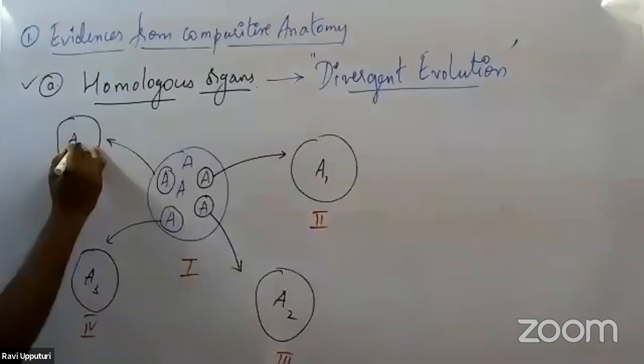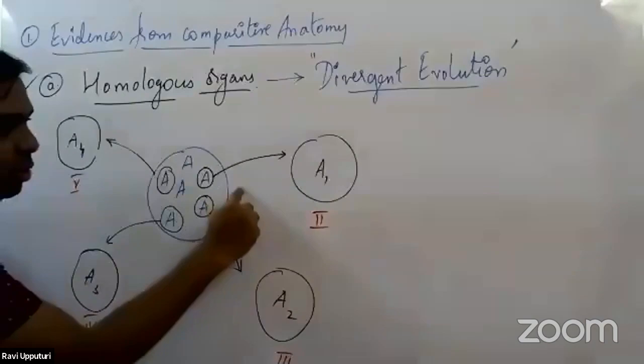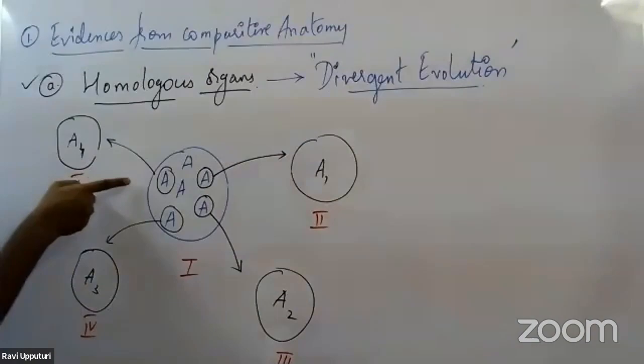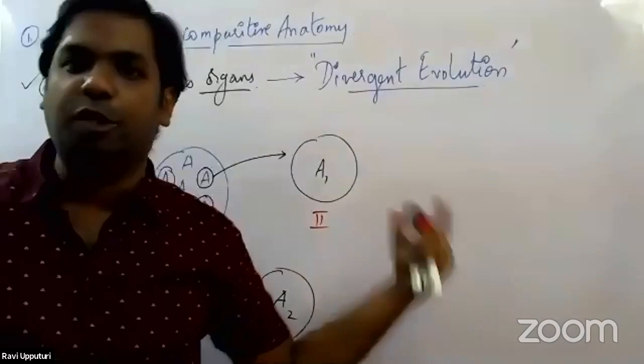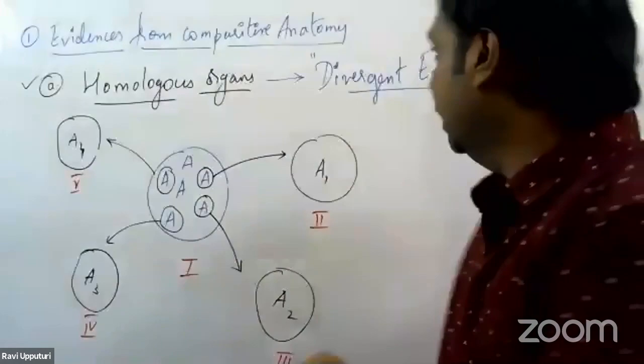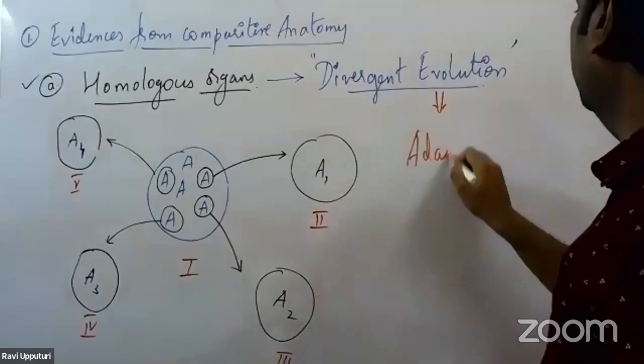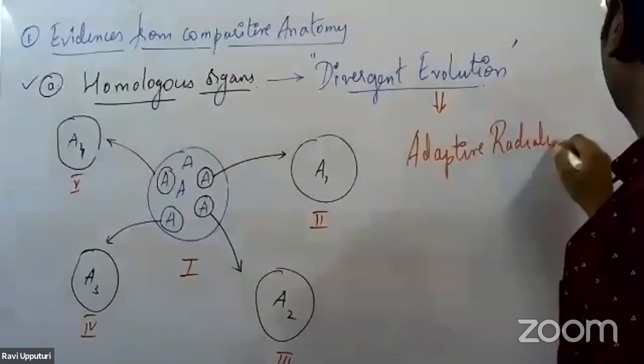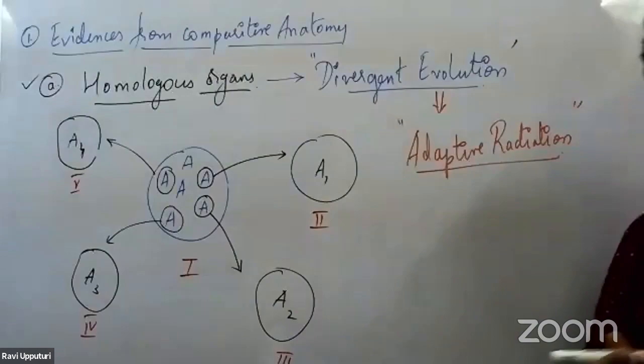Now, this is one divergent evolution. This is one divergent evolution. And this is also one divergent evolution. So, if there is more than one divergent evolution happening from a particular habitat, such a concept we will be referring to as adaptive radiation. Another important term that you need to remember.